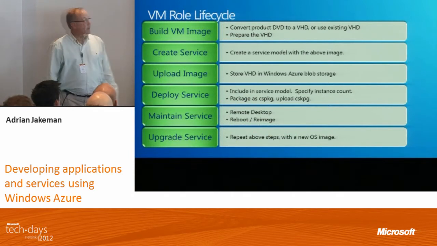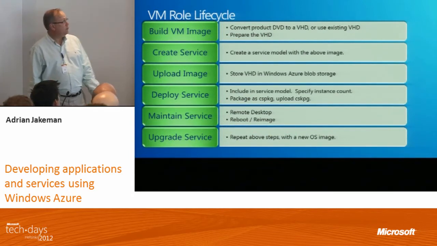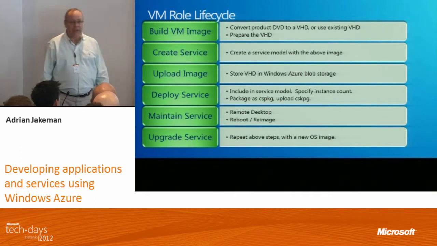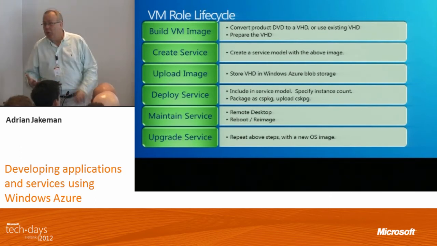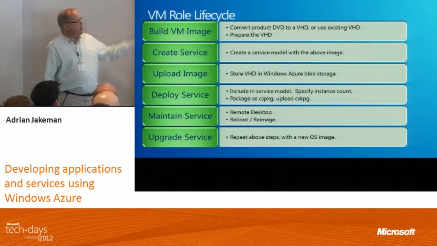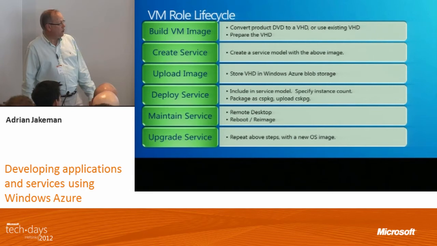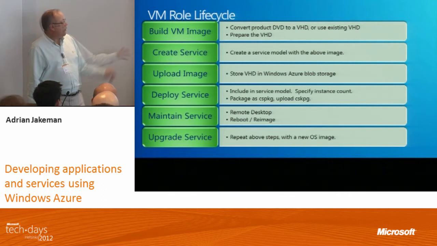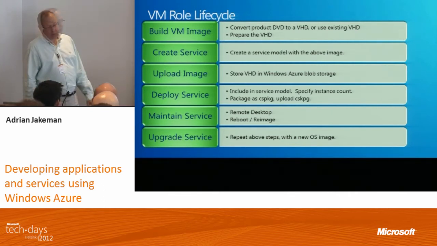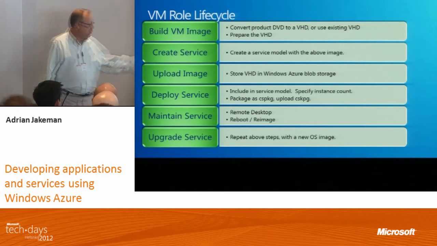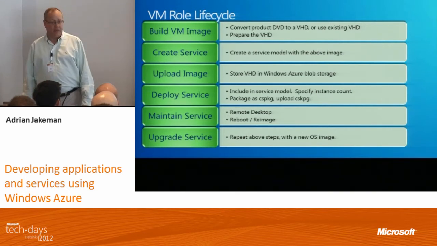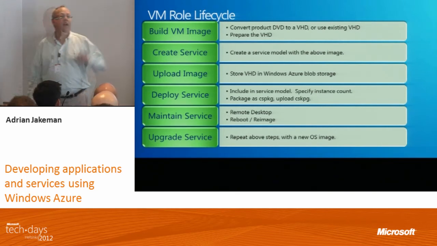So, how do you do it? You do this. You build your virtual machine. You build your Hyper-V virtual machine. You prepare it. You sysprep it. You create a new service, as in the VM role running inside Visual Studio. You upload your image. The image is actually stored in Windows Azure storage. You deploy your virtual machine role service, and then you can remote desktop into it, reboot it, re-image it if you so wish. And if you want to, you can upgrade your service by providing a brand new image or by providing differencing disks that give a difference between the original base and what you want to end up with now.